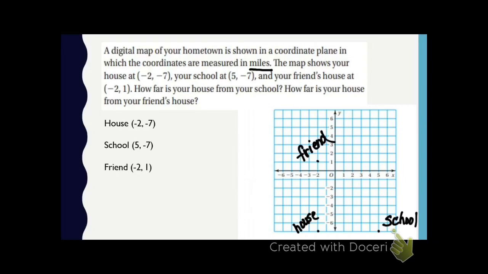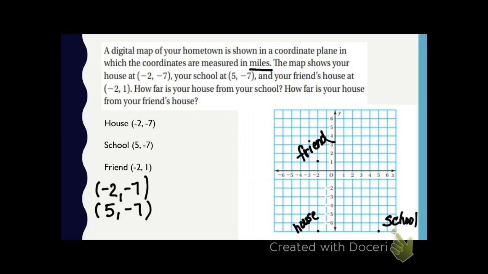Now, they want me to find the distance. And I have to find it for two different things. How far is my house from the school? So let's do that one first. I'm going to bring my coordinates down. -2, -7 is my house. The school is 5, -7.